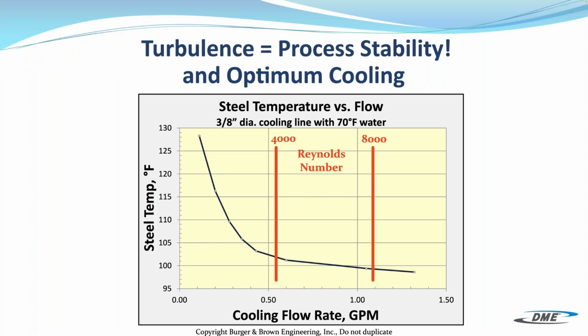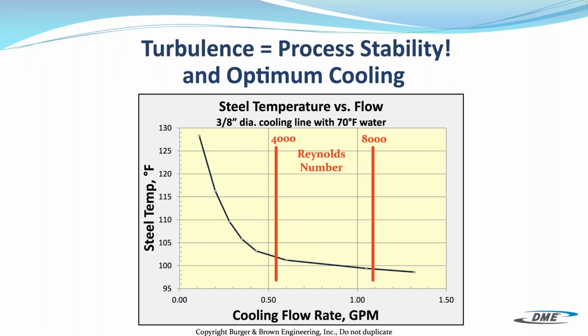And there's a calculation, called the Reynolds number. Anything above 4,000 for a Reynolds number is considered to be in turbulent flow. And anything above 8,000 is what we consider the point of diminishing returns. So the sweet spot for the state of the water for optimal cooling is between 4,000 and 8,000 Reynolds number.